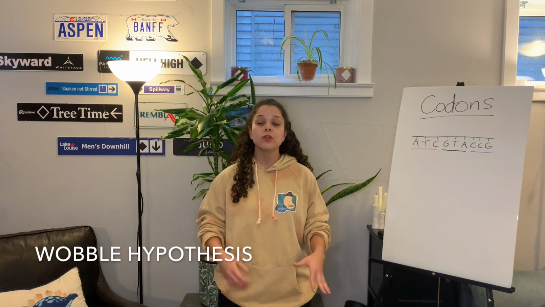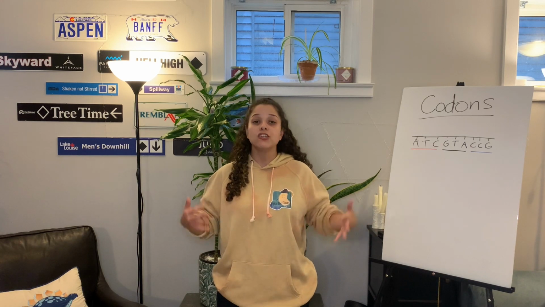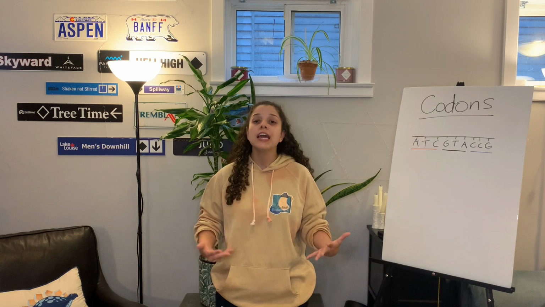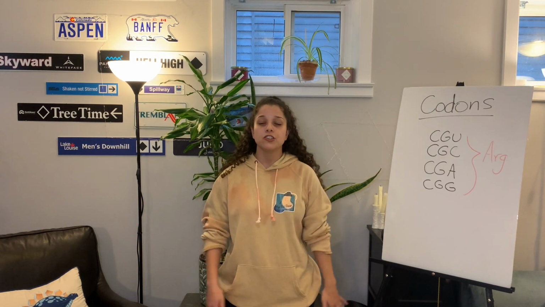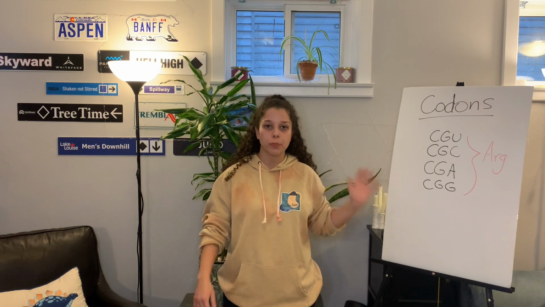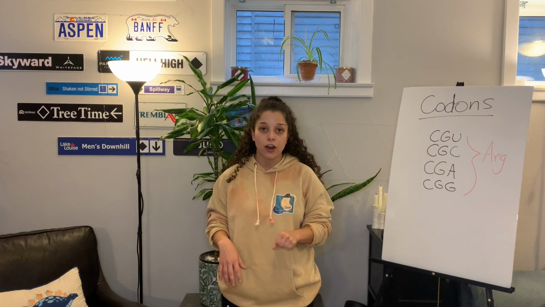So this is the hypothesis that the first two letters of the codon are the most important. And generally speaking, the last nucleotide in the codon does not change what amino acid is present. So here you can see 4 different codon pairs. They all start with the same 2 nucleotides, that CG, and they differ in their last nucleotide. However, they're all coding for the amino acid arginine.